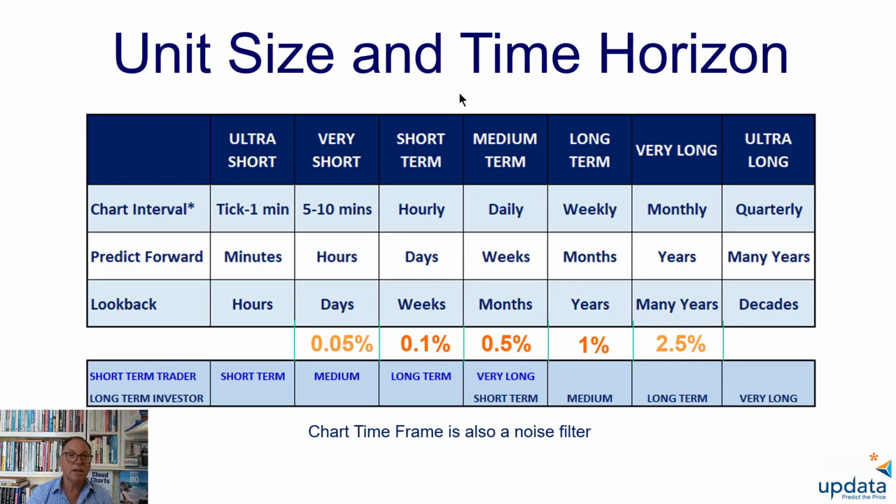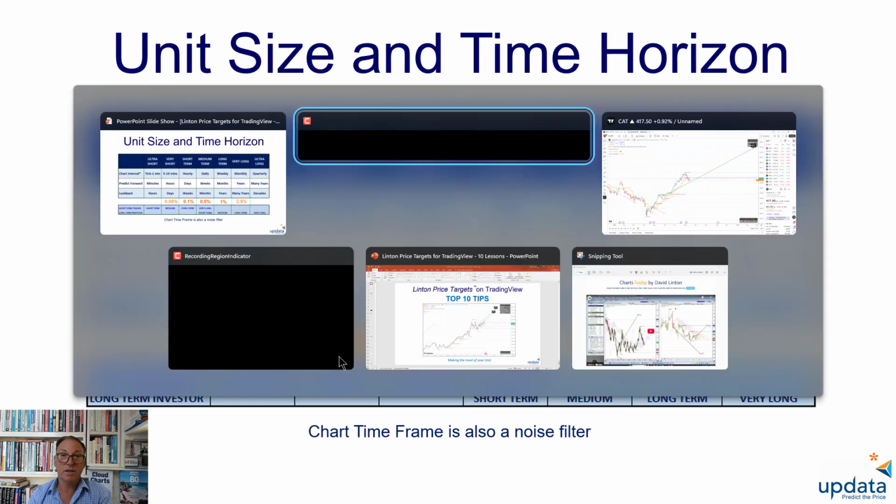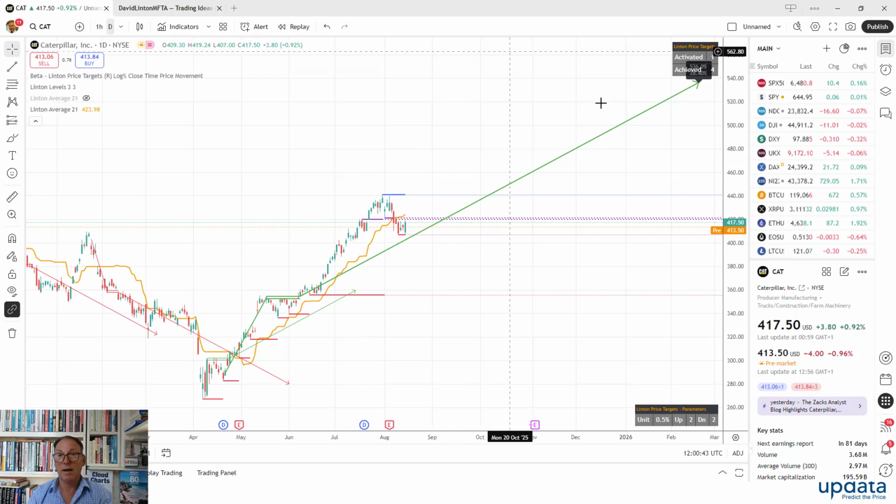So in thinking about unit size and time horizon, I put this extra row in here, which is on daily charts, I tend to use around 0.5%. And on long-term weekly charts, I use 1%. And on 60-minute charts, I use 0.1% or down to 0.05%. So the chart frame is effectively a filter, but also the unit size changing the chart frame is quite key. So the key thing here is to look at the unit size as we go through the charts.